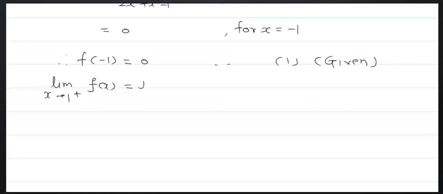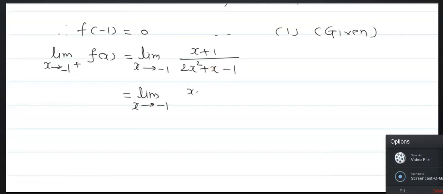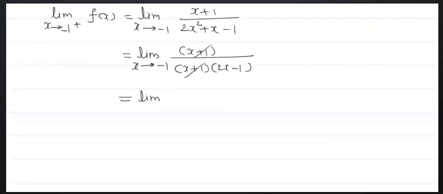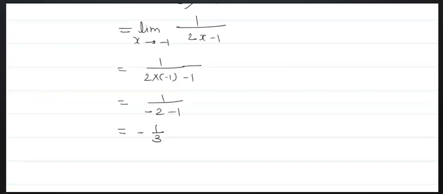Limit x tends to minus 1 from the right hand side. We take the function x plus 1 upon 2x square plus x minus 1 and take the limit. Therefore, x plus 1 gets cancelled. Then limit x tends to minus 1 of 1 upon 2x minus 1. Replace x by minus 1, then you will get minus 1 upon 3.